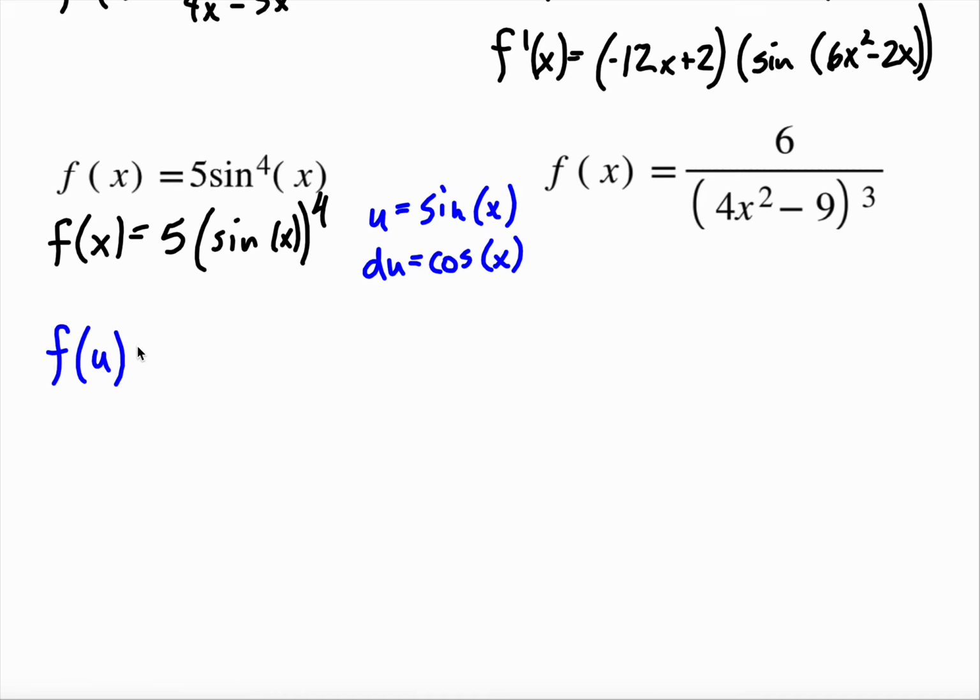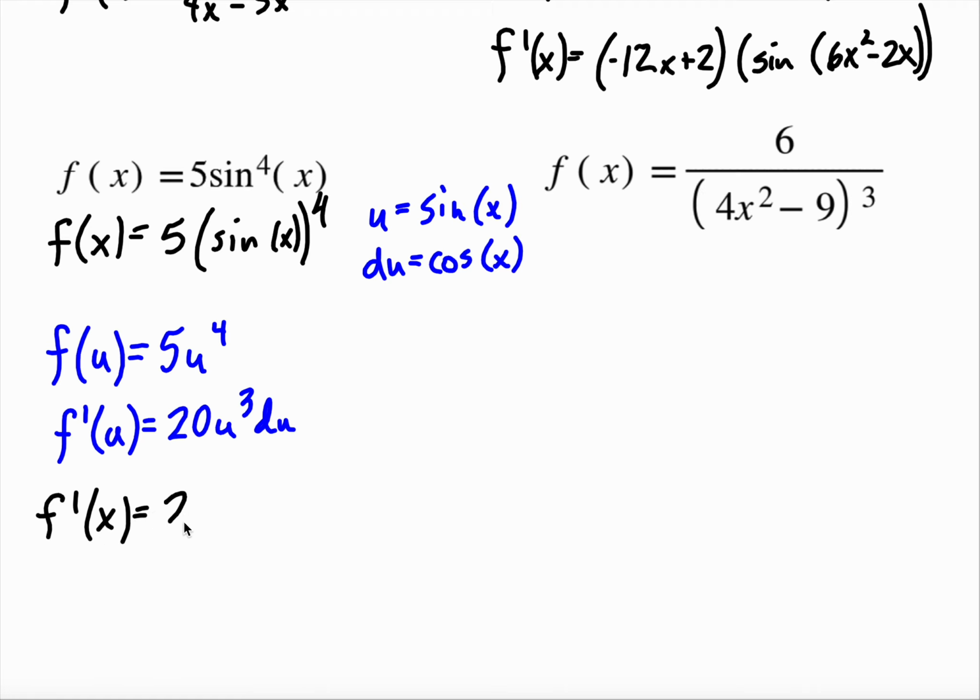We got 5u to the 4th, so we take the derivative here, 20u cubed du. Then f prime of x, writing it back in terms of x, is going to be 20, and we can write this 3 like we have at the beginning of the problem. So the u was sine cubed x, times cosine of x at the end here. So that's the du part. Okay, so there's nothing more to simplify here, so we would be done.